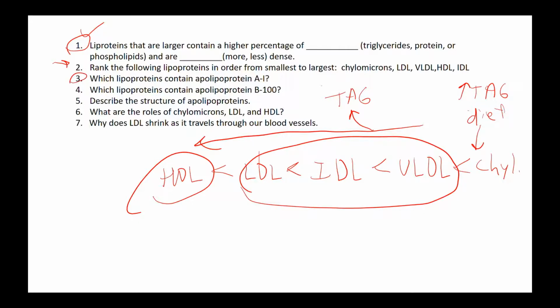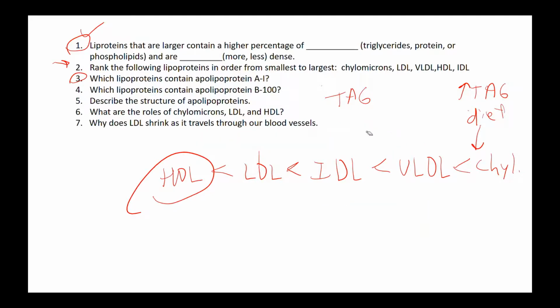Which lipoproteins contain apolipoprotein A1? All right, so A1 is the apolipoprotein that is basically targeting particles to our liver primarily. The two that are really destined for our liver are the chylomicrons and HDL at the end. So the two that are going to contain apolipoprotein A1 are HDL and chylomicrons, because these are either taking fats from our diet and bringing them to the liver, or in the case of HDL, taking cholesterol from our body and bringing it to the liver.